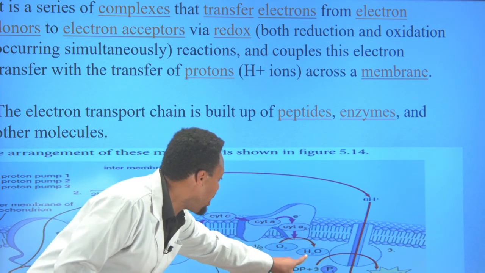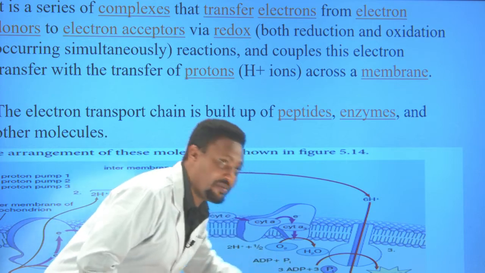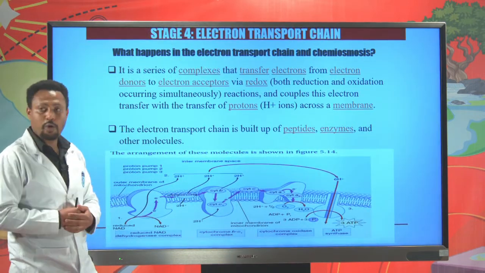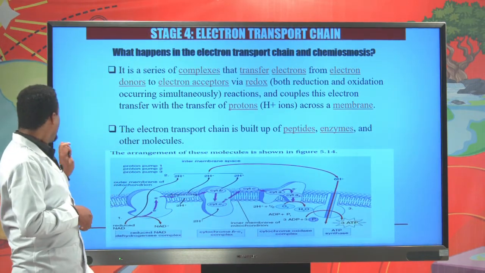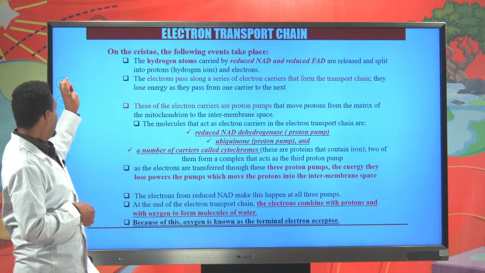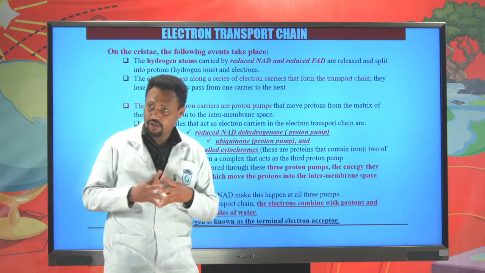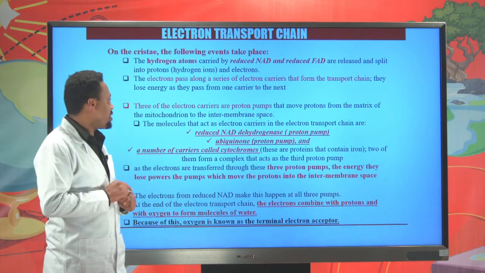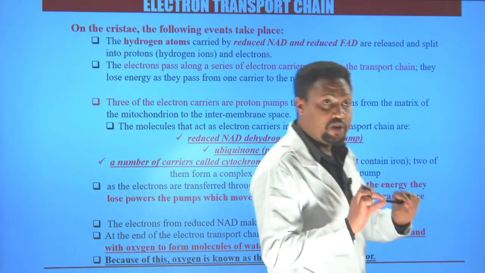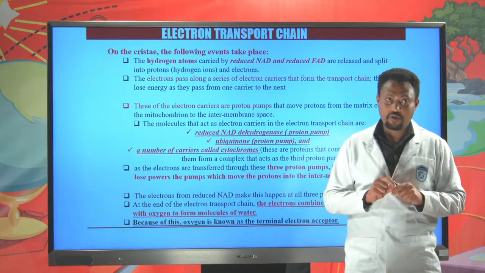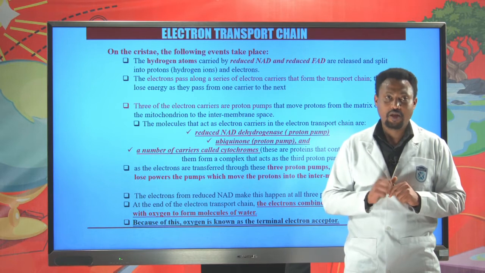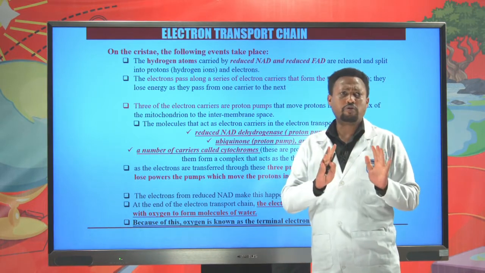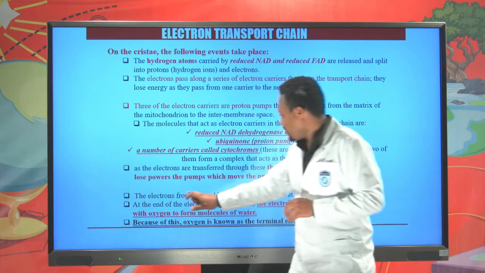And this oxygen combines with the hydrogen sent from the ATP synthase, forming water as the end product of cellular respiration. So I need you to remember those things. The electron transport chain is said to be oxidative phosphorylation, as it uses oxygen to finally receive the electron and the proton, forming water. And it is this stage that makes the highest amount of ATP molecules in cellular respiration.